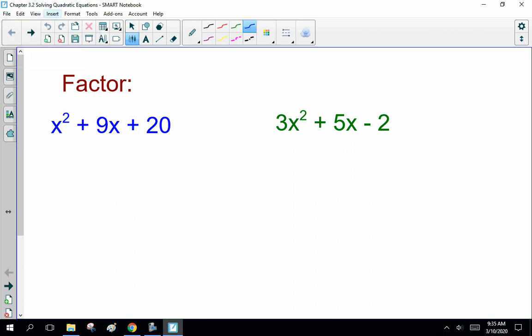Welcome to Math 20-1, Chapter 3, Section 2, Solving Quadratic Equations. Before we get into solving quadratics, I want to quickly review Chapter 3.1, Factoring Quadratics. So if I gave you a quadratic like x squared plus 9x plus 20 and asked you to factor it, that's x plus something times x plus something.